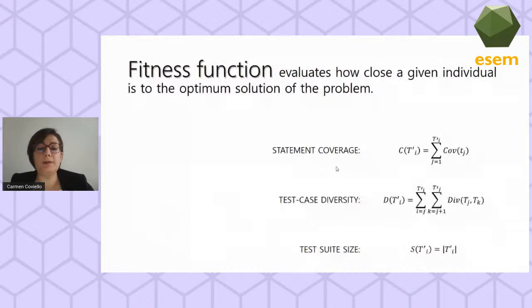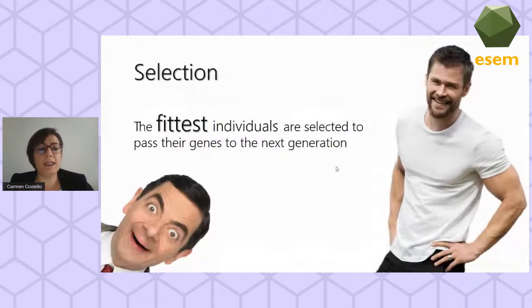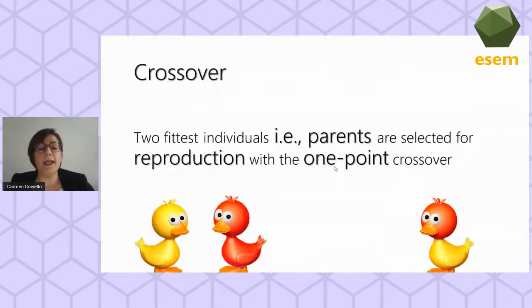In our problem, the fitness function is composed of 3 functions, one for each objective: statement coverage, test case diversity, and test suite size. The selection phase selects the fittest individuals of the population in order to pass their genes to the next generation. Then 2 fittest individuals are mixed up in the crossover phase in order to create children.